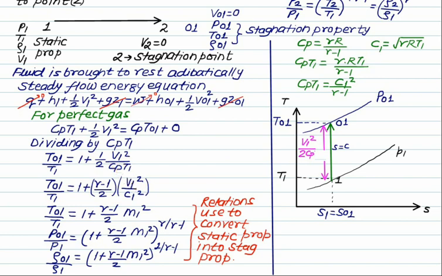This is called the dynamic temperature, this is called the static temperature. This one is called the stagnation temperature. This one is called the dynamic temperature.